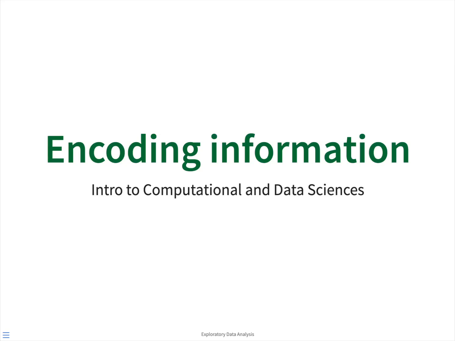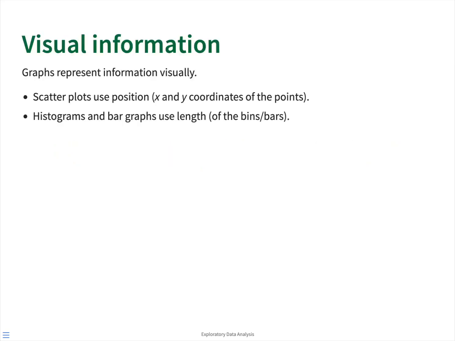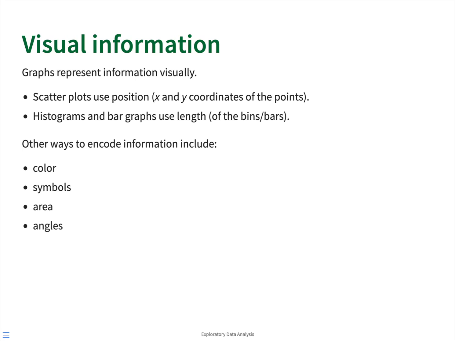In this video, we are going to talk about how we can efficiently represent information in graphs. Different types of graphs use different ways of representing information. Scatter plots use position, the relative location of the different points, whereas histograms and bar graphs use length, the relative heights of the bins or the bars in those graphs.